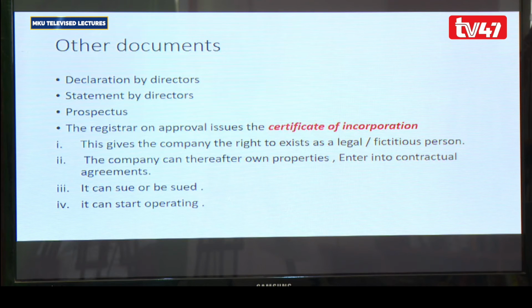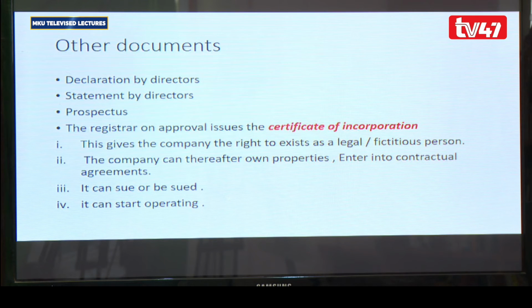What does the certificate of incorporation entail? Number one, it gives the company the right to exist. Number two, it recognizes that company as a legal or fictitious person. A legal person, independent from the shareholders, which means that the shareholders have what we call limited liability.